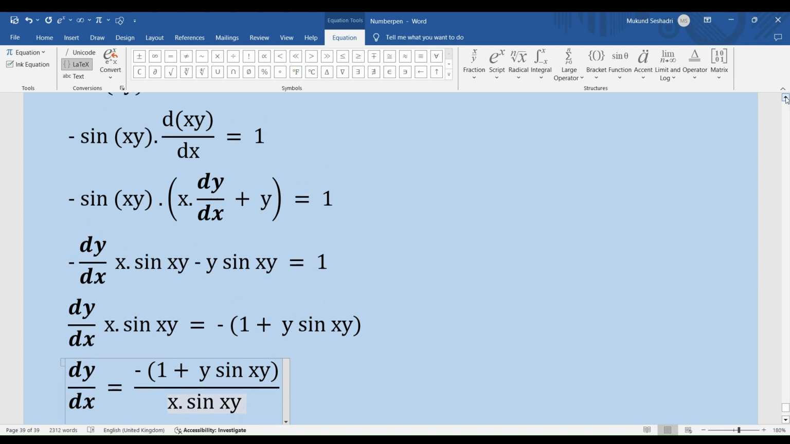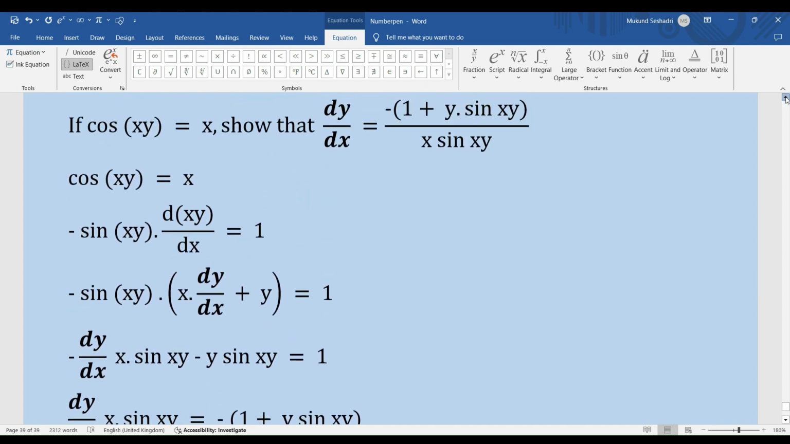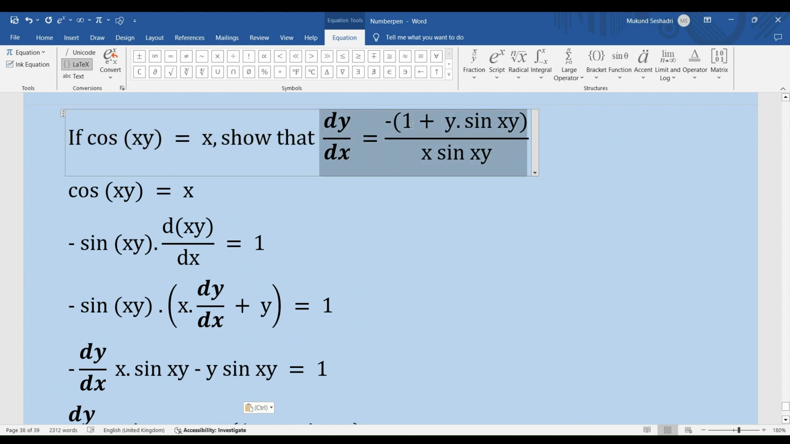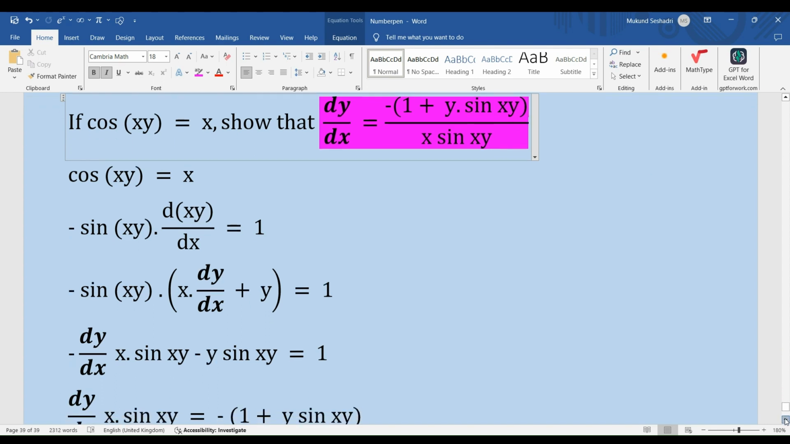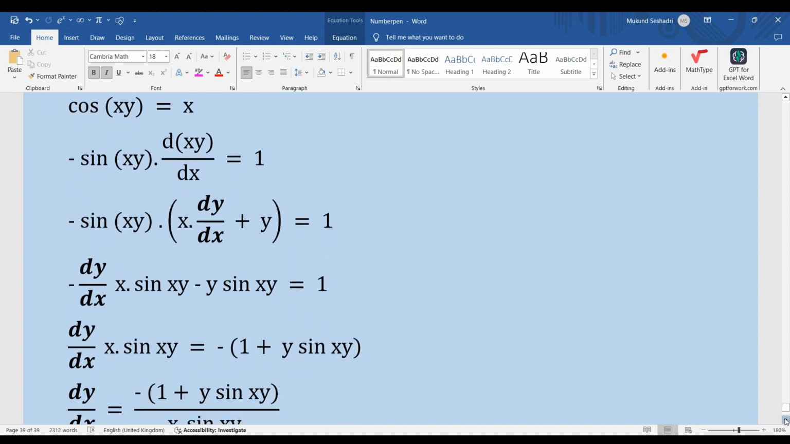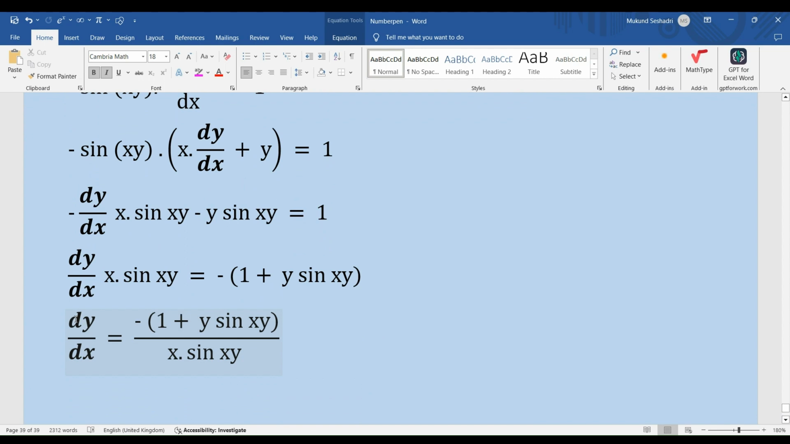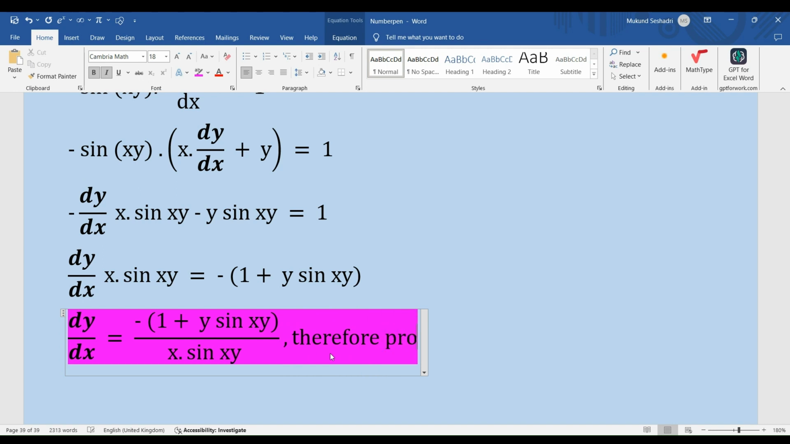So let me go up and see if this is what we've been given in the beginning of the problem, right? So dy by dx equals minus of (1 plus y) sine xy divided by x sine xy, right? Let me highlight it in pink and let me do a quick check if this is what we have. Yes, right? So there we are. Let me highlight my final answer in pink as well. Dy by dx equals minus of (1 plus y) sine xy divided by x times sine xy. It matches with what we've been given, therefore true.